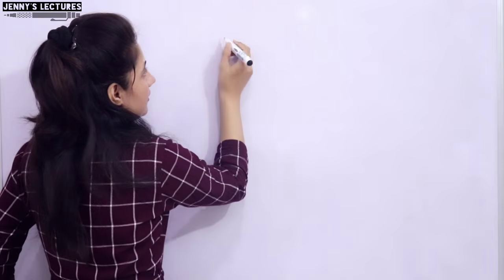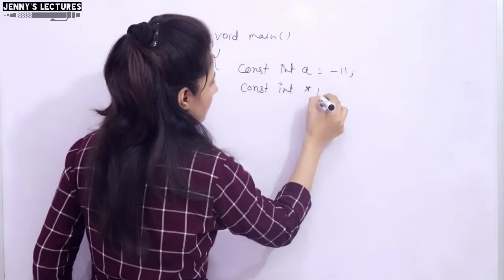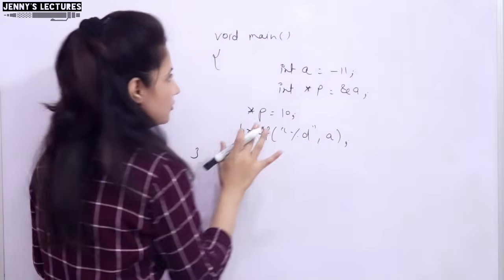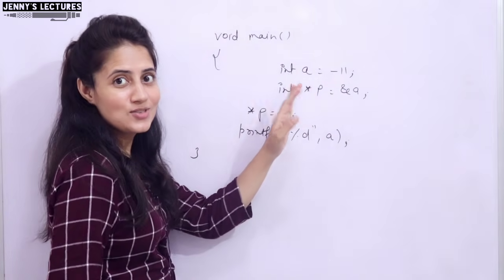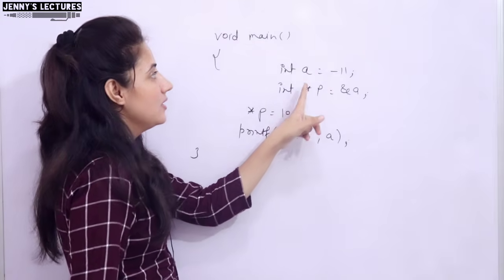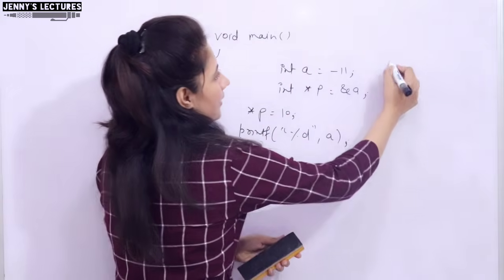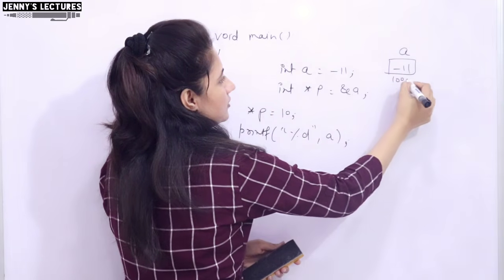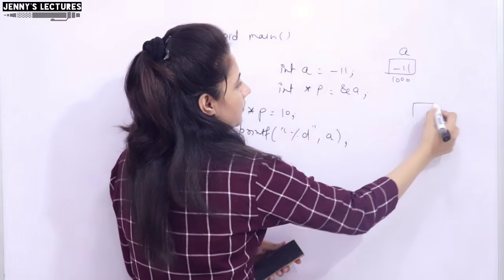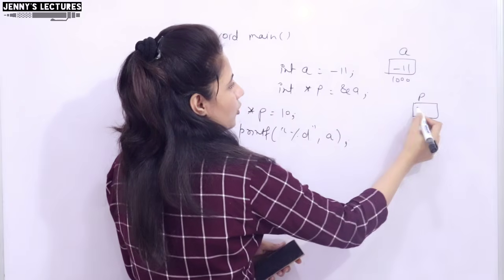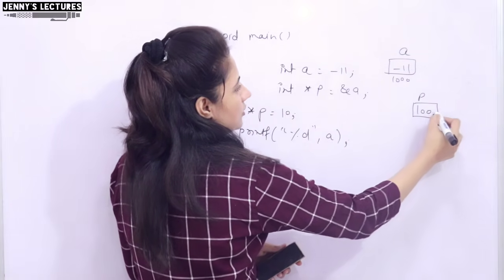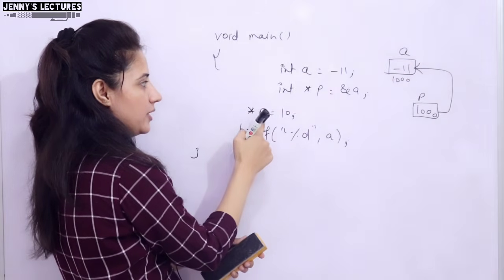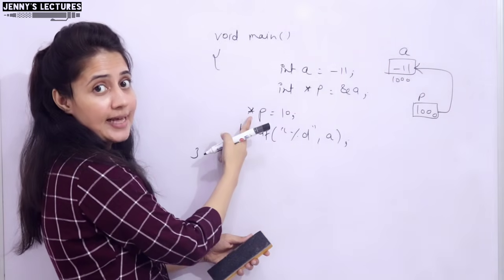So, see, suppose this is a problem, it is not the actual problem, I will modify it. I am taking one variable a, right, and here I am having value 11, suppose address is 1000. I am taking a pointer p, and this pointer is having the address of a, that is 1000, and it is pointing to here, and now asterisk p, here it is acting as indirection operator.